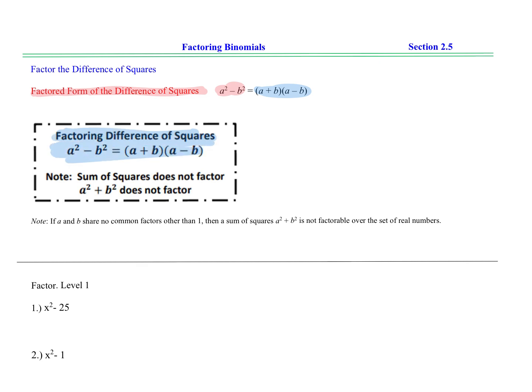And then it also says a special note. The sum of squares does not factor. A squared plus b squared does not factor. And you can see it says the same thing here. I just wanted to make it bigger for you.